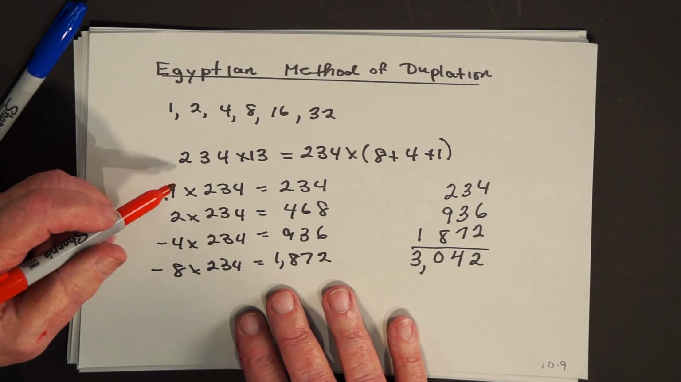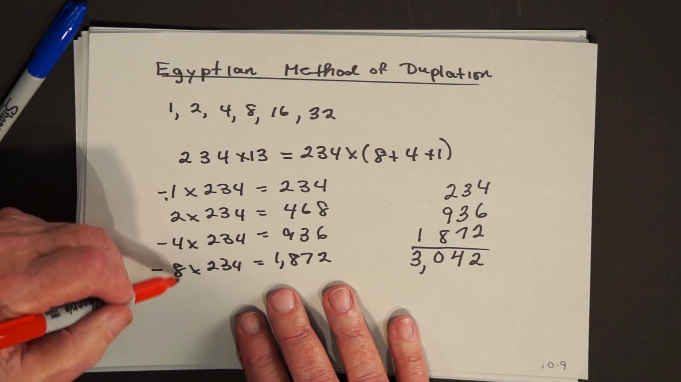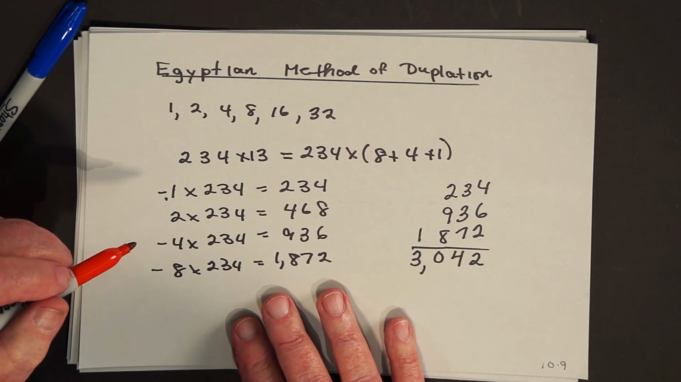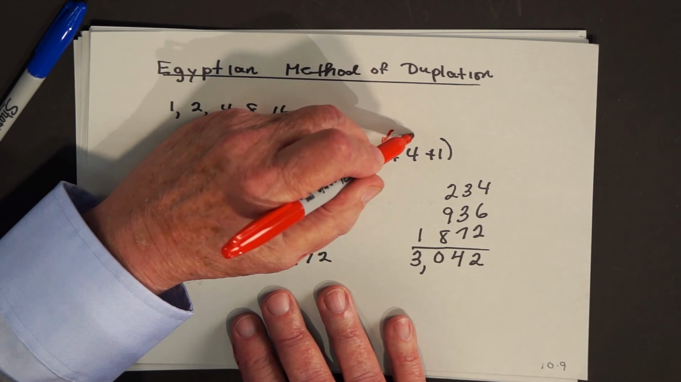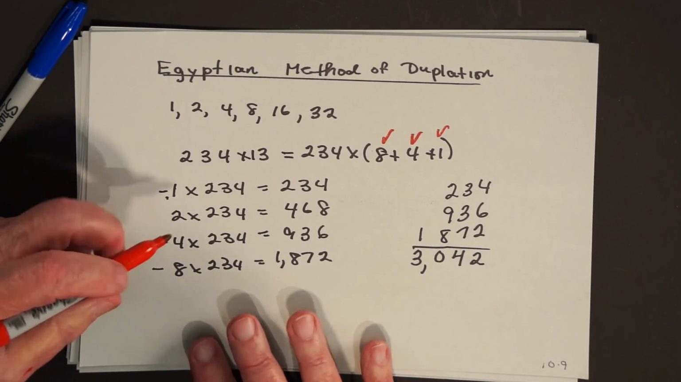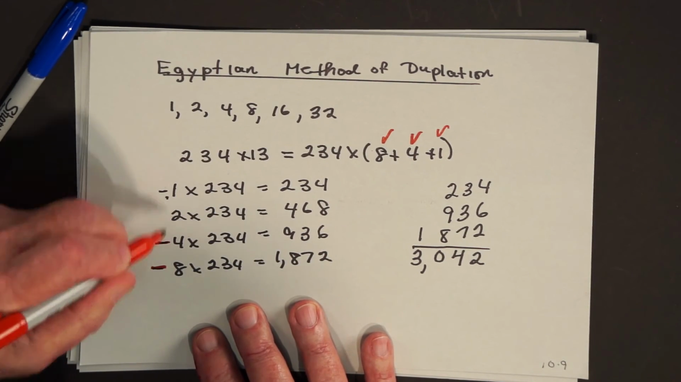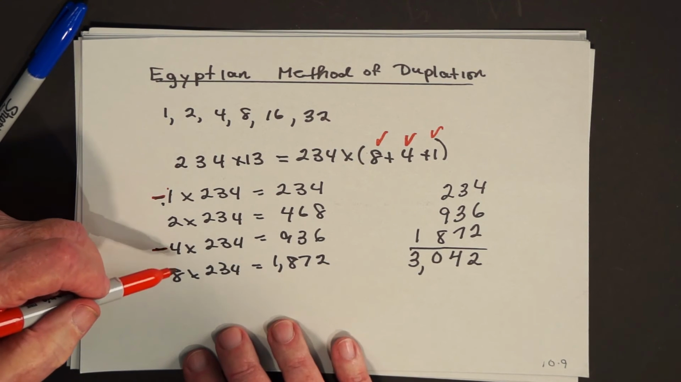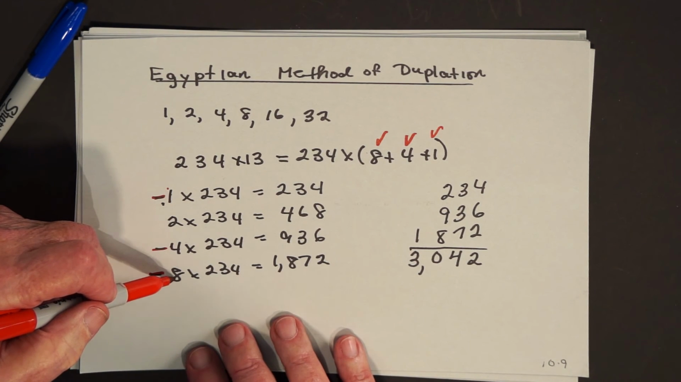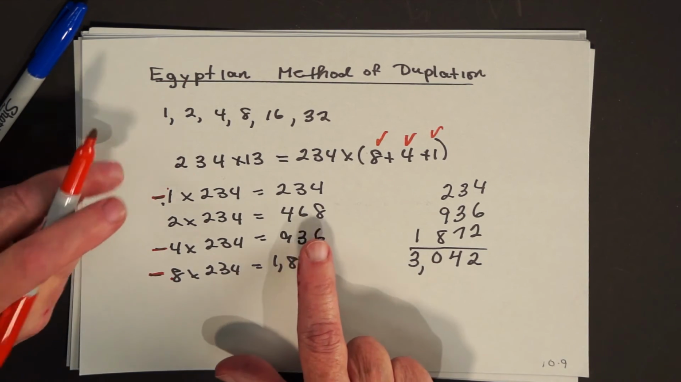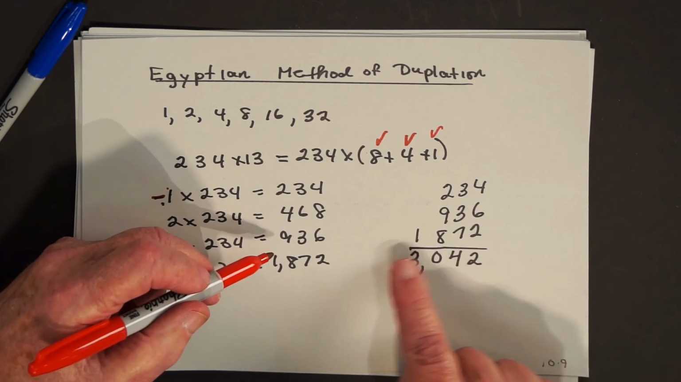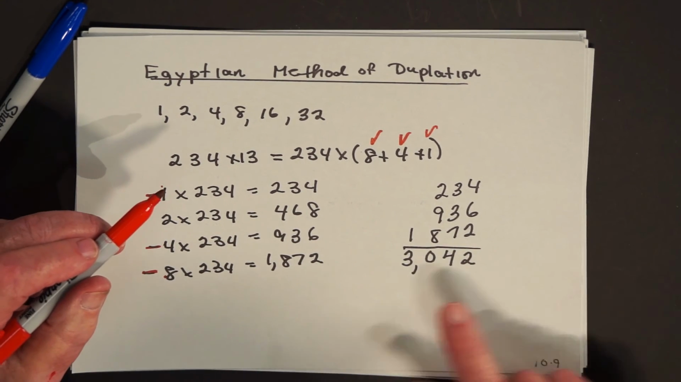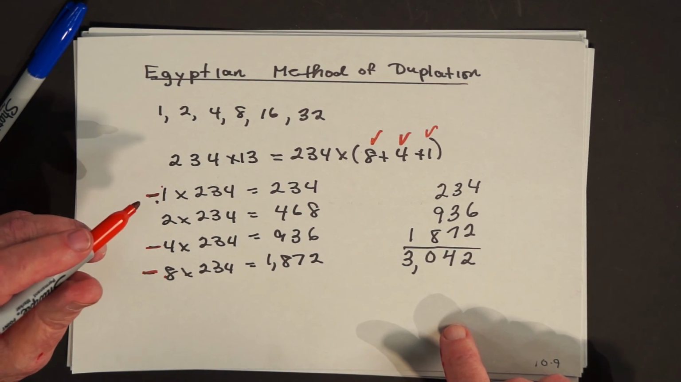So what does he have now? He has these powers of 2: 1, 2, 4, 8. Now which ones did he want to add up? He wanted the 8, the 4, and the 1. So he says, okay, I'll take this one and this one. If I take 1 of these, and 4 more of these, and 8 more of these, that gives me 13 of these altogether. It's also 234 plus 936 plus 1,872, and he gets the same 3,042.